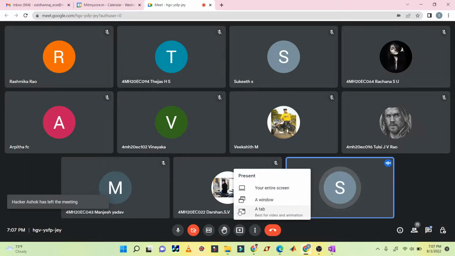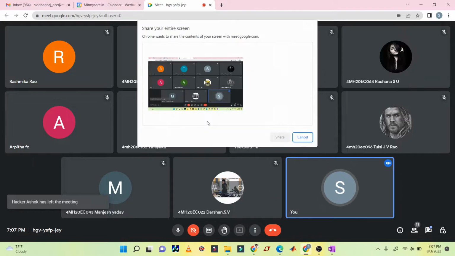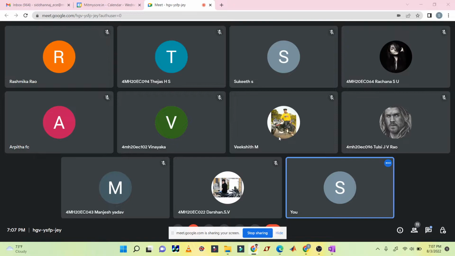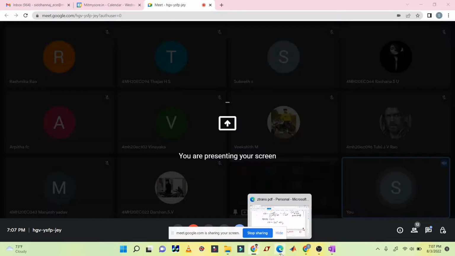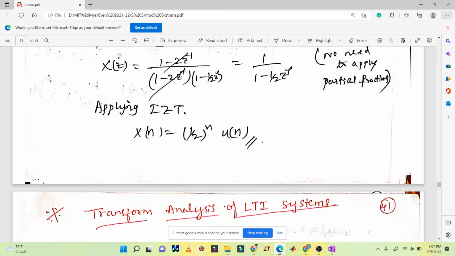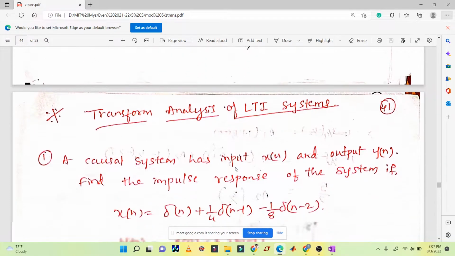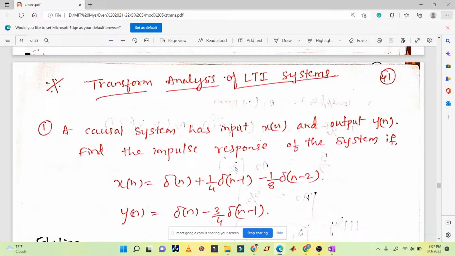So we have already discussed the inverse Z transform. Now from this class we will discuss the transform analysis of LTI systems. It is also part of the inverse Z transform only, but here we do transform analysis.